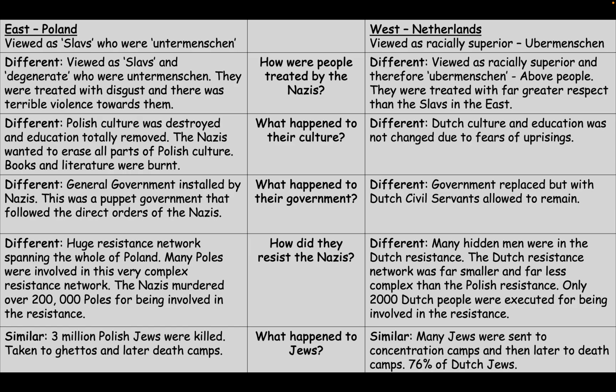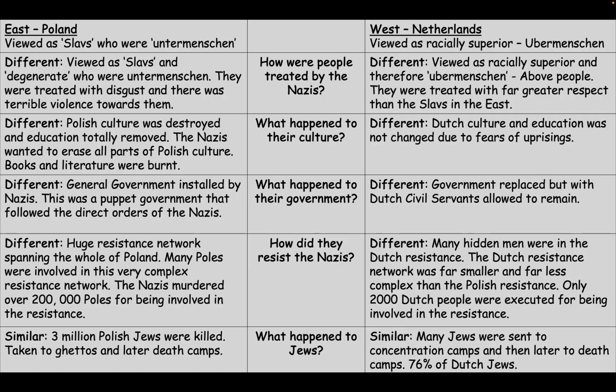Now, what happened to the Jews in these two countries, in the east in Poland and in the west in the Netherlands? Well, very similarly. In the Netherlands, many Jews were sent to concentration camps and then later to death camps. 76% of Dutch Jews were killed. Equally in Poland, 3 million Polish Jews were killed. Now, you might think, well, that's a far higher number than in the Netherlands, but there were more Jewish people in Poland. So the vast majority of Jewish people in both the Netherlands and Poland were removed and killed.